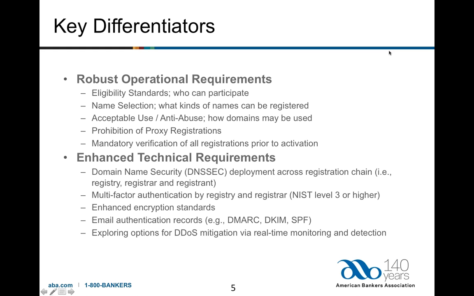A good example would be common names. There are about 55 names that we are not going to allow to be registered in this round, or at least initially within the round, because names like First National and First State and Citizens and Farmers are used by a wide variety of institutions.